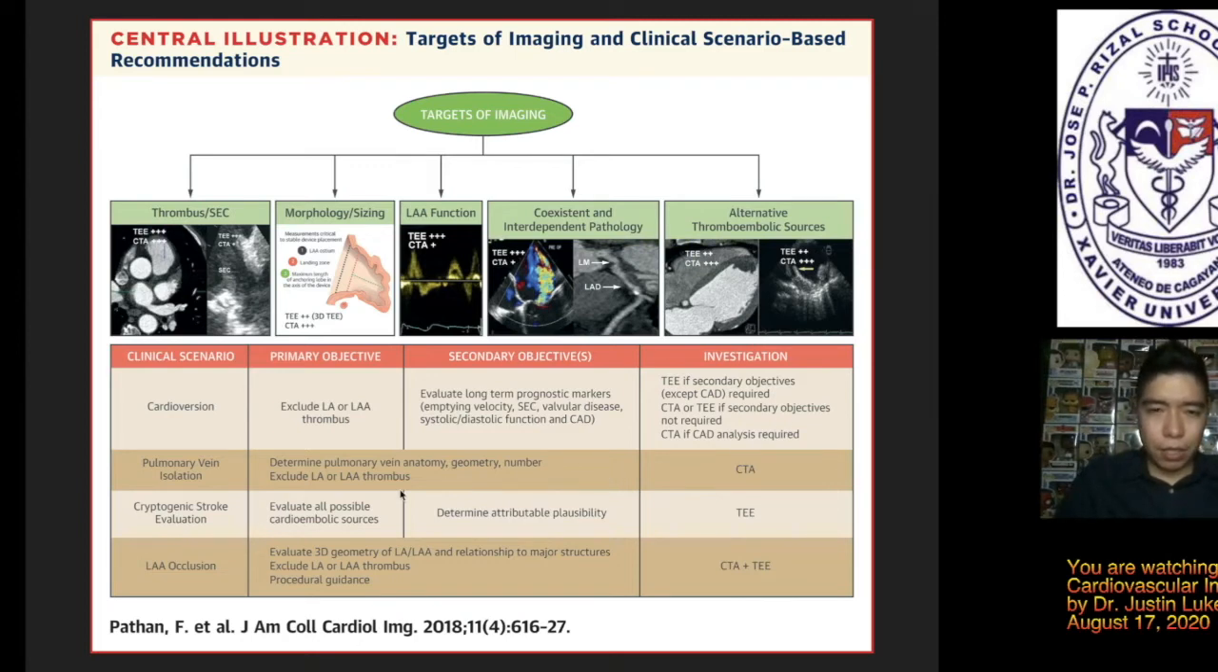So for example, if you're looking into pulmonary vein isolation, so you want to determine the pulmonary vein anatomy, geometry, number, as well as exclude thrombus formation, then CTA would be the study of choice. So this is just an example. Each clinical scenario will demand a different imaging approach. So it's good to know what approach we will use so that we can save time, money, and resources for both the patient and on our part also.